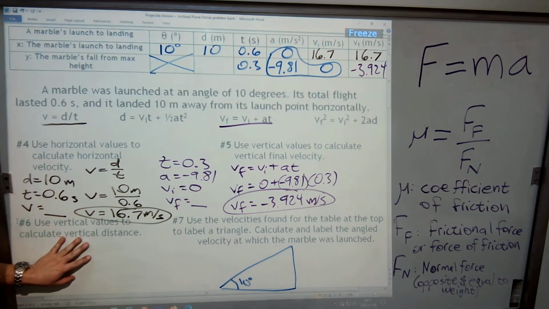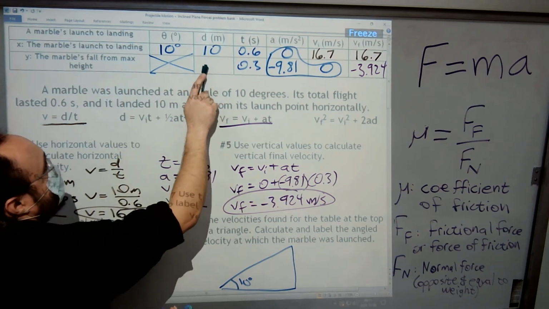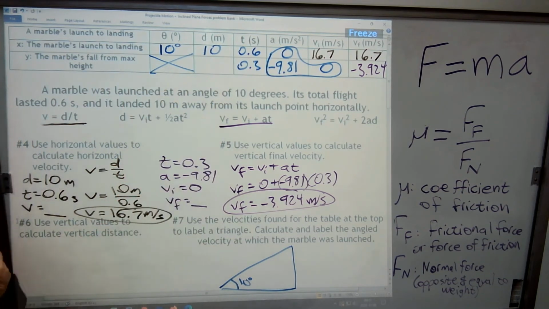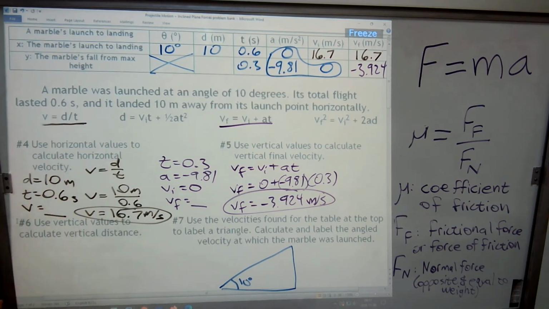Use vertical values to calculate vertical distance. All right, that's the only box we have left. Vertical distance, it's on the Y row for vertical, and it's on the distance column. Here we go. Man, I got a lot of vertical values now. Time is 0.3, acceleration is negative 9.81, initial velocity is 0, final velocity is negative 3.924, and it's asking for distance. Whew. It's a lot of things.